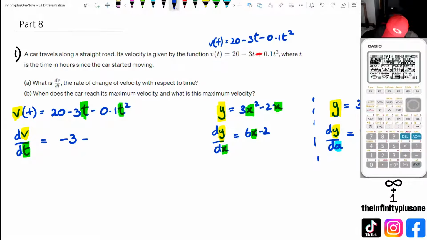negative... Is this going to work out? I hope it's going to work out. I'm worried now. 0.2t.